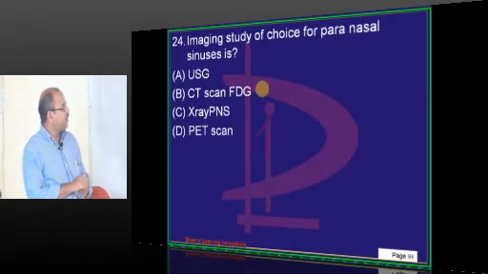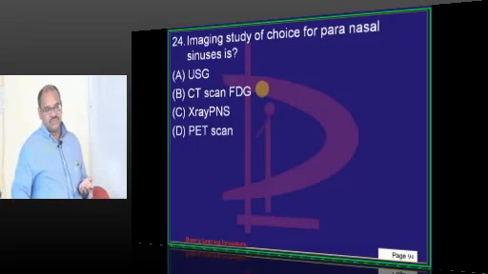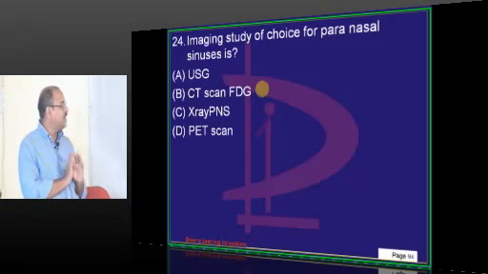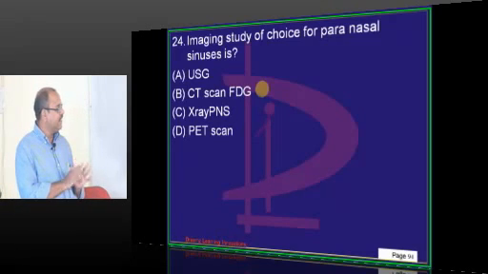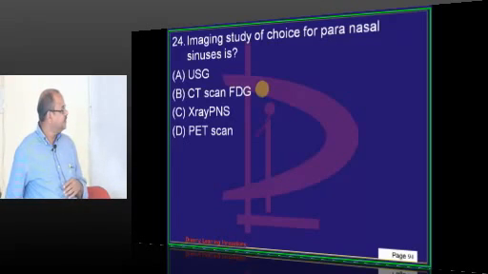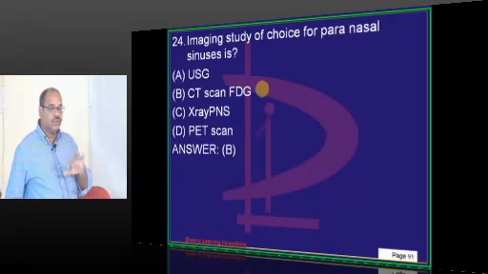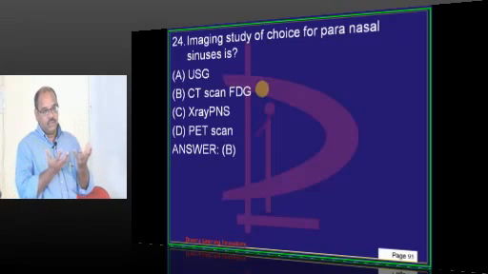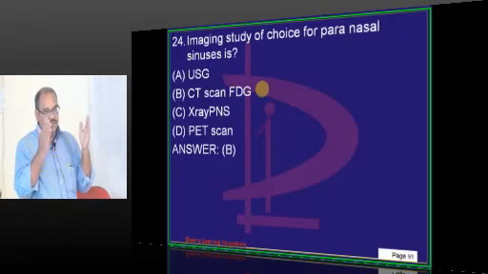Imaging study of choice for paranasal sinuses is X-ray PNS, CT scan, ultrasonography, PET scan. CT scan, it gives you complete, in all sections you can see the sinuses. I mean, throughout the entire sinuses can be seen, because in X-rays it's only two-dimensional.